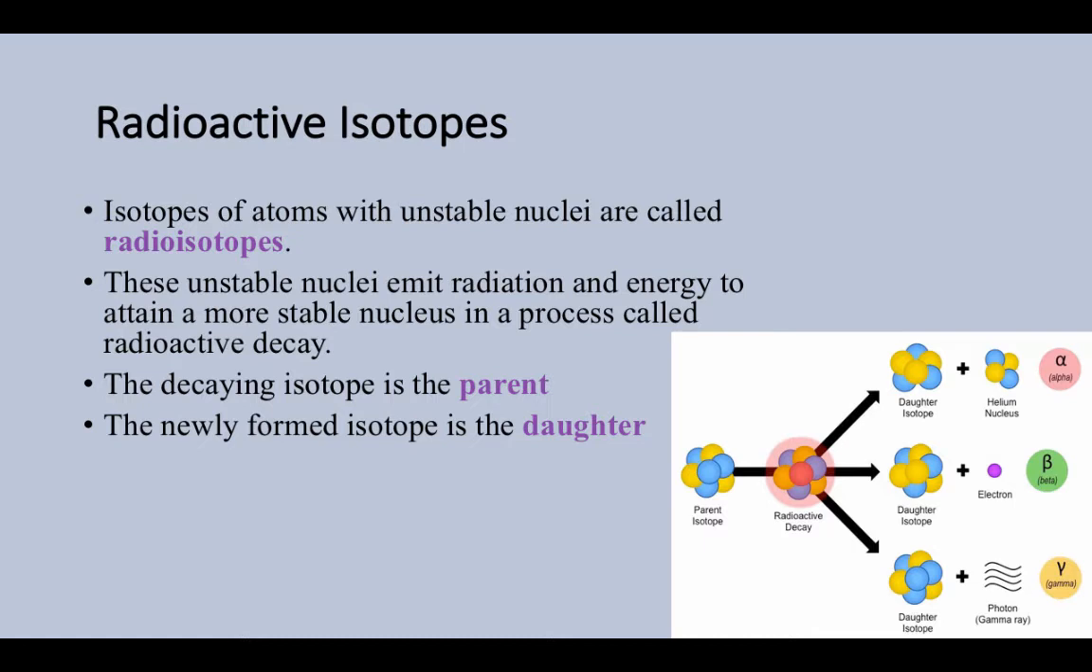The radioactive isotope that is decaying is referred to as the parent isotope, and what happens is the parent isotope will decay and turn into a new isotope, and we call that the daughter isotope. So the newly formed isotope is called a daughter. If you look in this diagram, you start off with an unstable parent isotope, which is also referred to as a radioisotope. It undergoes some form of radioactive decay, and it produces daughter isotopes, and there's 3 ways in which that can happen.